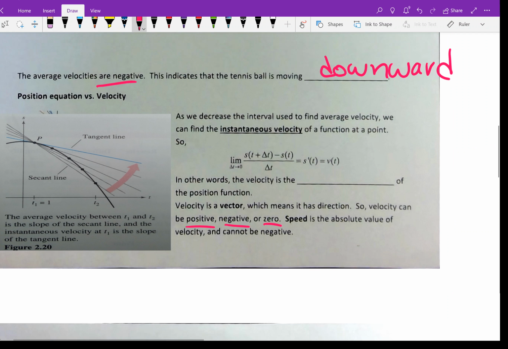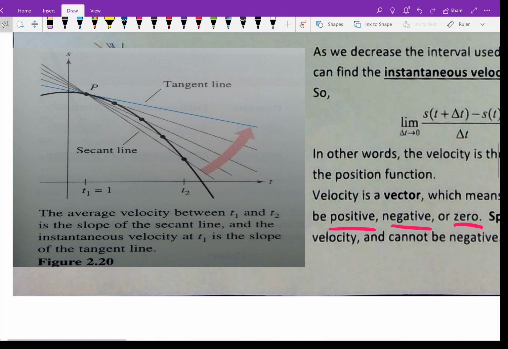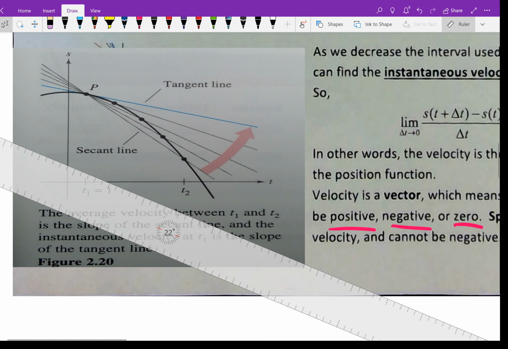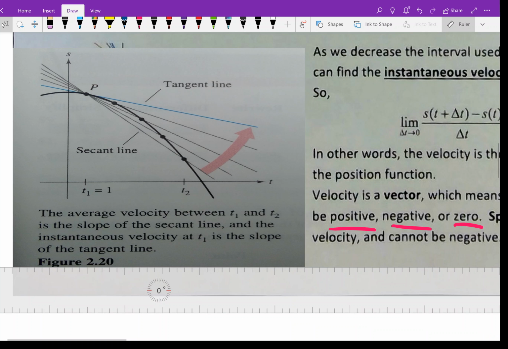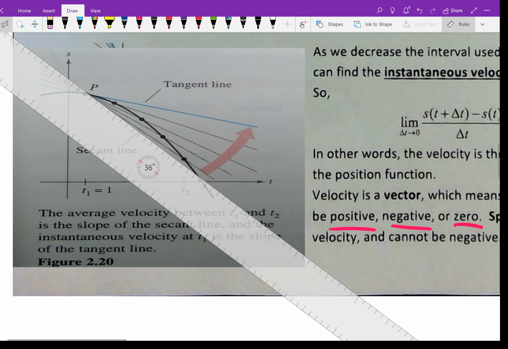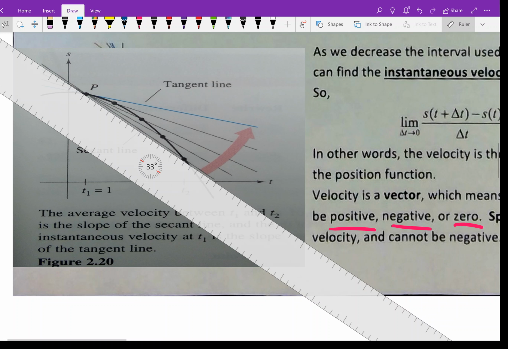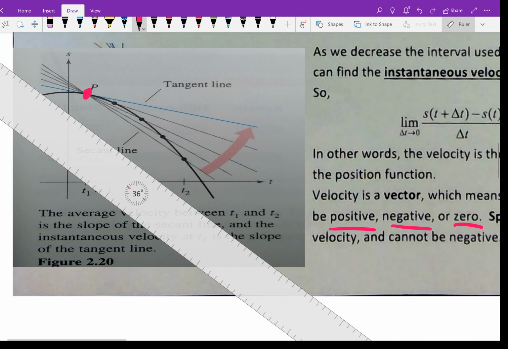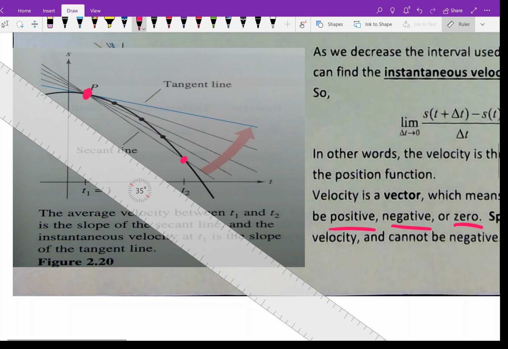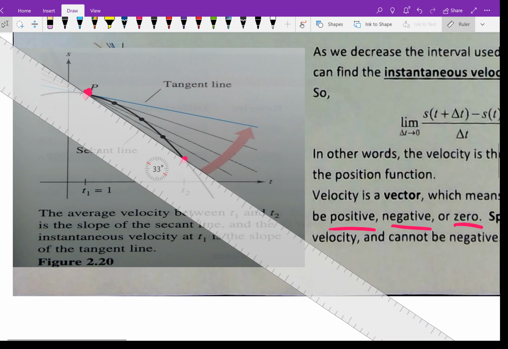All right, let's look at this graph. I changed the graph that was in the notes today. Let me pull out a ruler here. Average velocity is the slope of the secant line. And if you remember secant lines, they cross a curve at two different points. So this is a secant line right here. I have point P here, and then this point over here at t2. It's touching the curve in two different places.